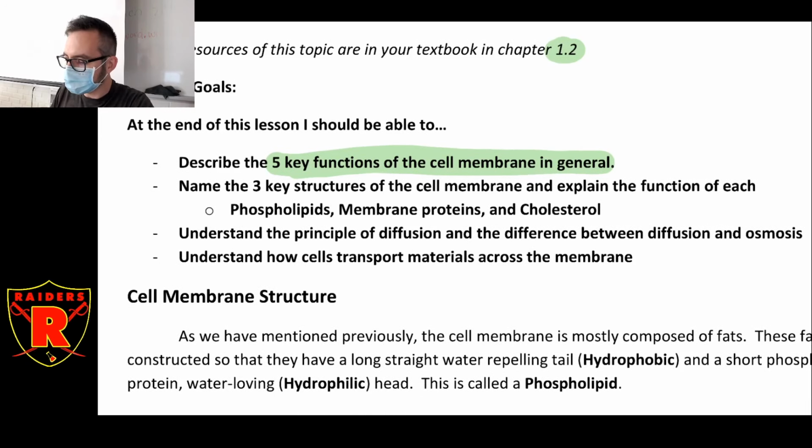There are 3 important structures in the cell membrane. So there are 3 components that make up the cell membrane, and you need to know what those are. It's membrane phospholipids, membrane proteins, and cholesterol. We'll go through them together. And you need to know what each of those 3 things does in the cell membrane, like what's the purpose for each of them.